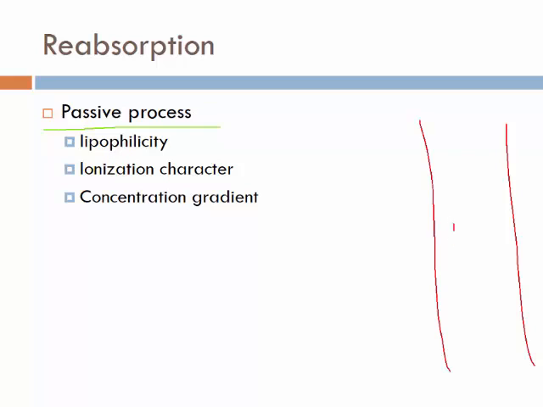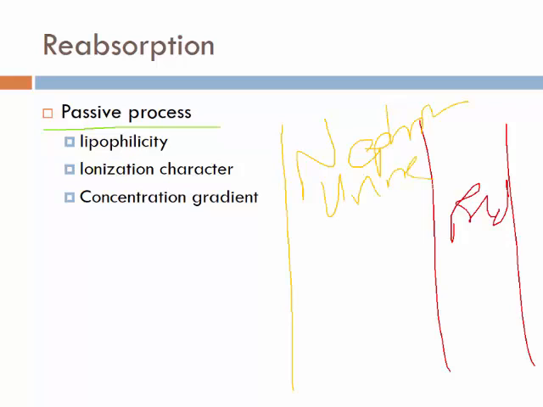So here's our blood, and here's our nephron, which is making urine. So we have our drug, and we also have some drug in the blood. If there's a concentration gradient, and if it's lipophilic enough and unionized, it will move by passive diffusion from the urine back into the blood, under the same rules as we have always had for passive diffusion.